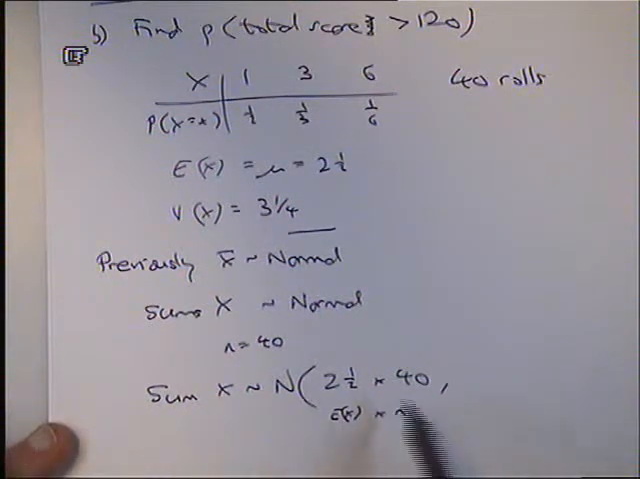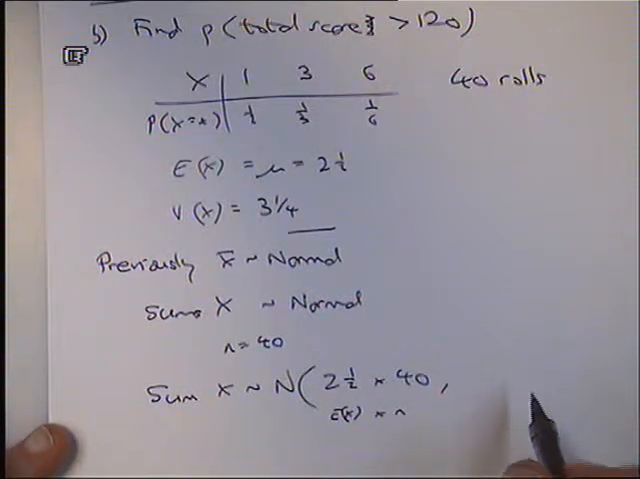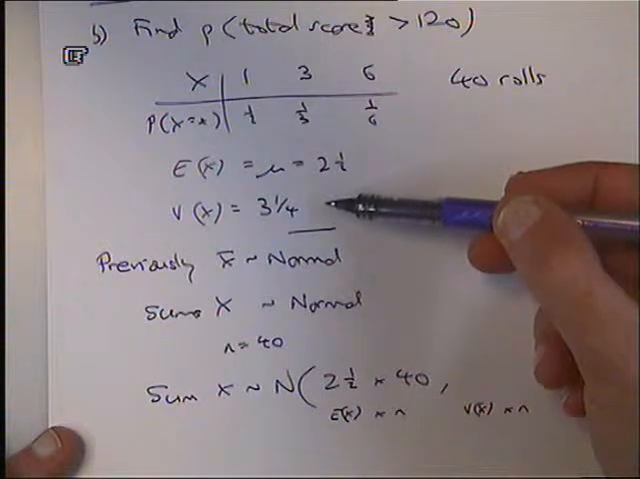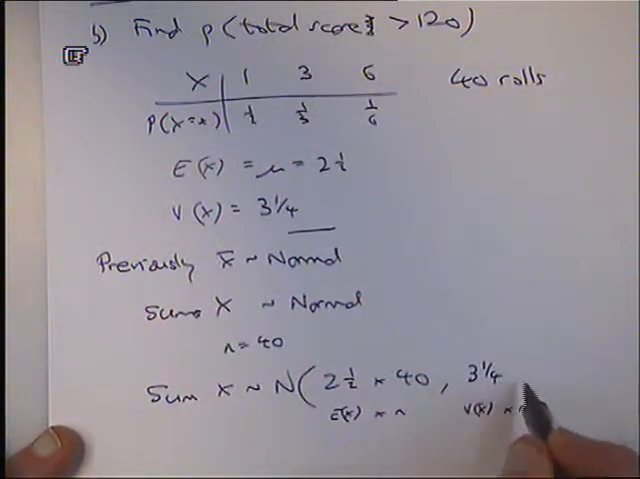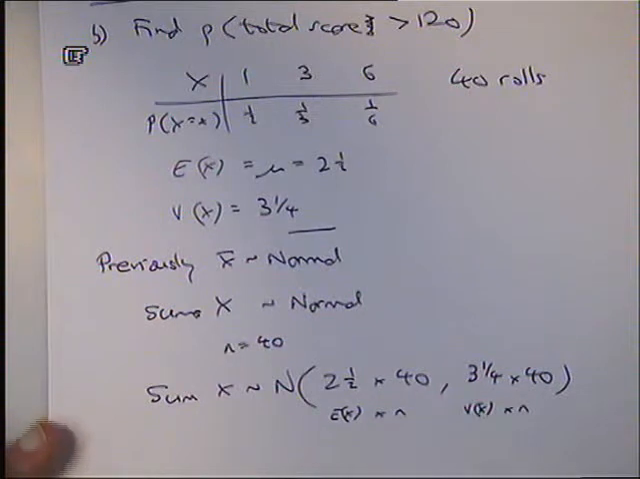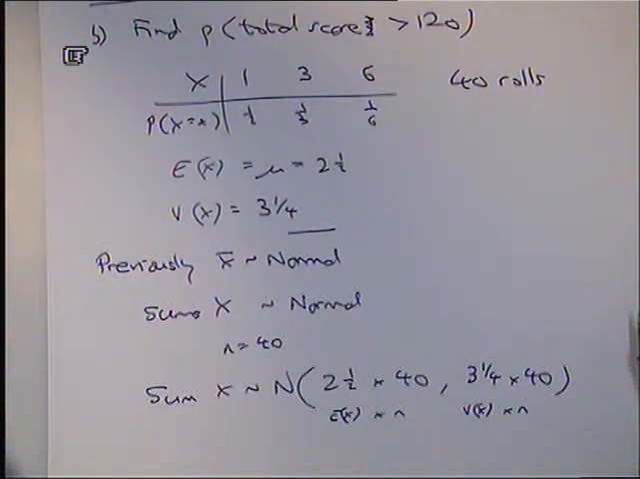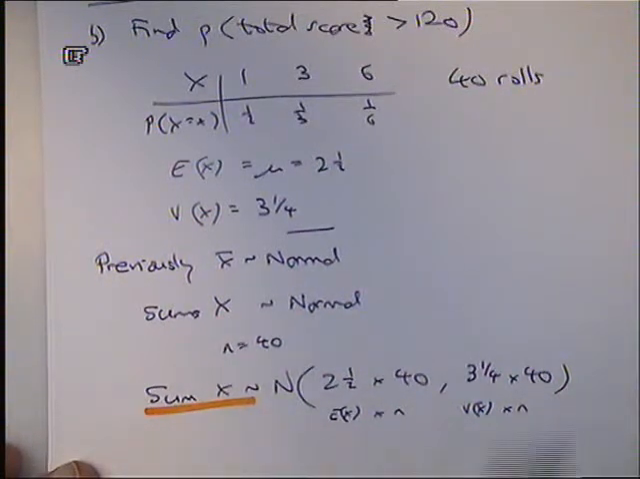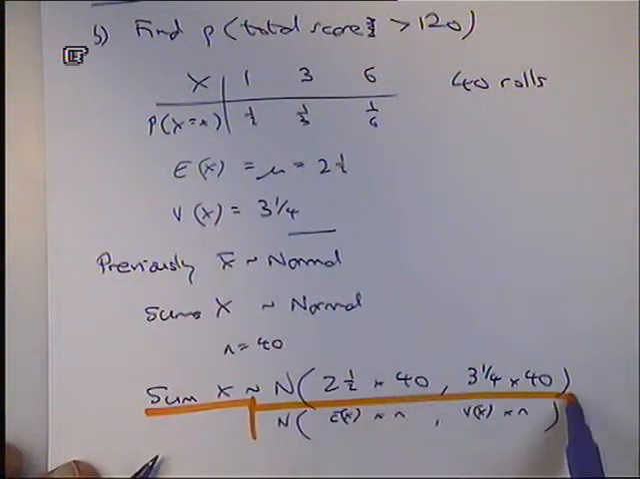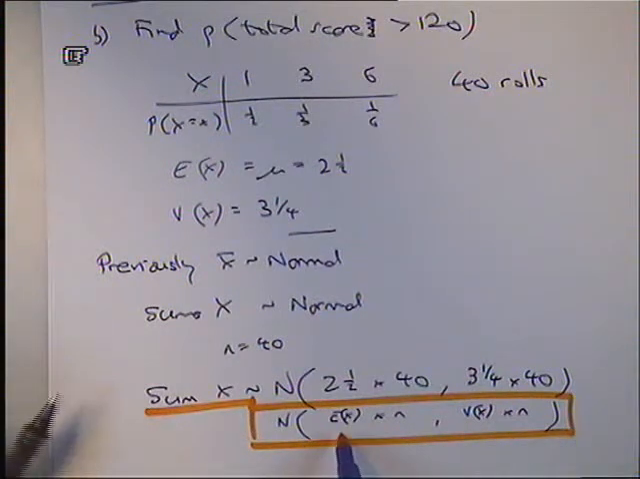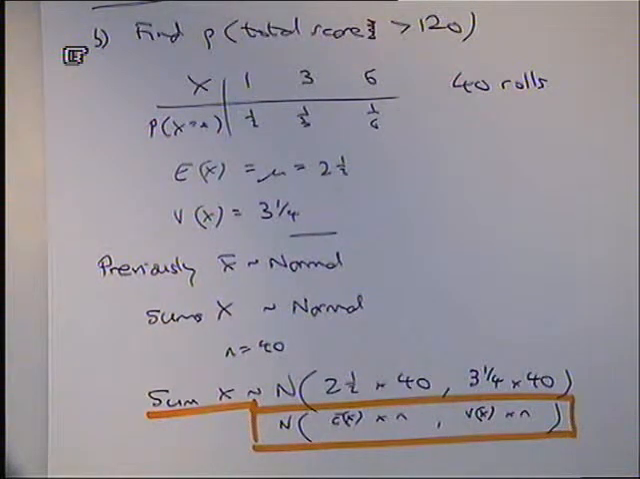And if I write the mean down over here I've got to write down the variance, and it is just the variance of x times by n. And we've already said the variance of these scores is 3 1/4, so we do 3 1/4 times by 40. So the important bit on that line is actually what I've written really small there. That if you're doing the sums of x's, it is normally distributed with the expected value times by n for the mean, and the variance times by n for the variance, for the sum.